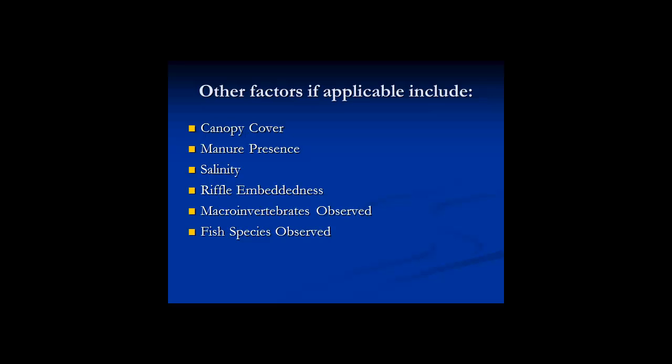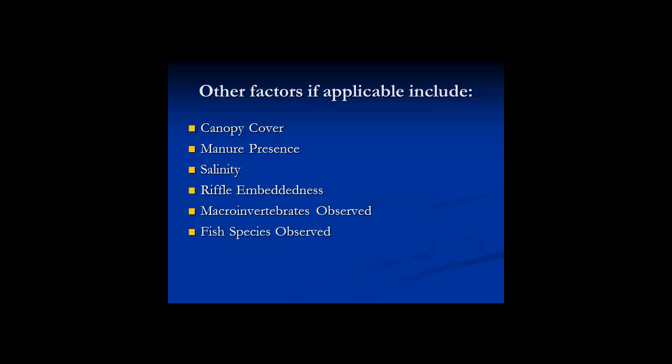Riffle embeddedness. Are there macroinvertebrates? And that just means the aquatic insects in the creeks. If you go and walk around and look in the vegetation, pick up rocks and look on the underside of them, are you going to see some of those aquatic species that live there and are food for the fish and wildlife? And are there fish in the creek? So these are some of the other factors that you can look at when you're assessing a creek or just driving through or looking at the creek on your property.